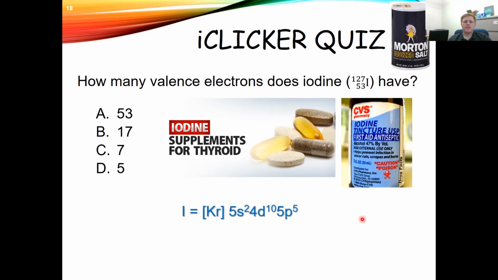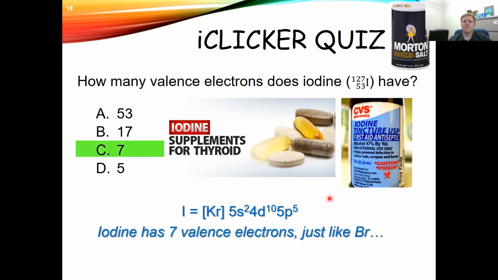All right, so iodine's electron configuration can be written like this. We put krypton in brackets because it's the nearest noble gas. And then beyond krypton, we have the 5s2, 4d10, and 5p5 electrons. So the 5p orbital, or subshell, sorry, is not full. And so n equals 5 is our valence shell. And so this actually works out to have 7 valence electrons, just like bromine.